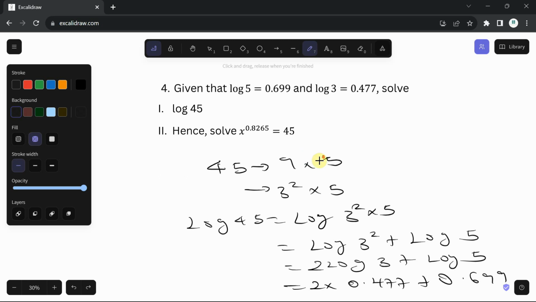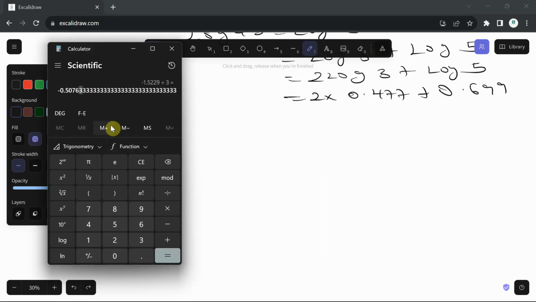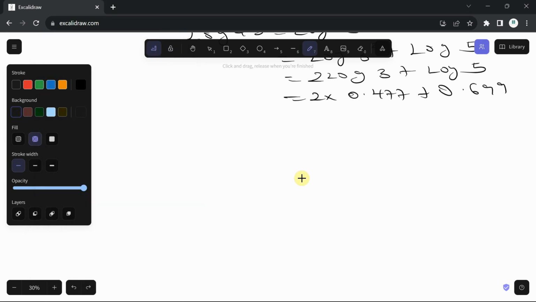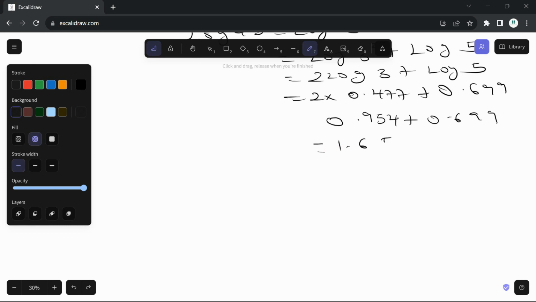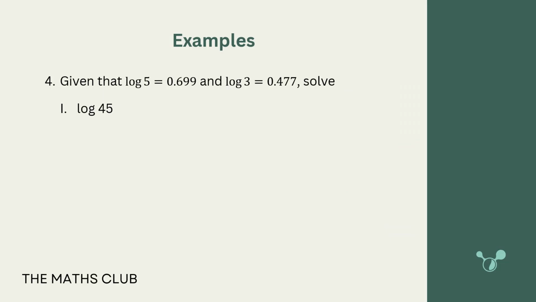Great. So let's use our calculator to simplify. 2 times 0.477 is 0.954. If we add it together, plus 0.699, that will give us 1.653. Let's see if our answer is correct. Great, so 1.653 is correct.